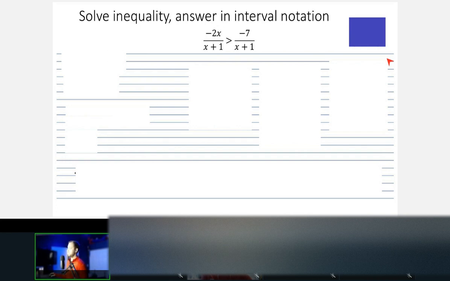How about we move everything to one side? Does that sound like a good idea, moving everything to one side of the inequality?